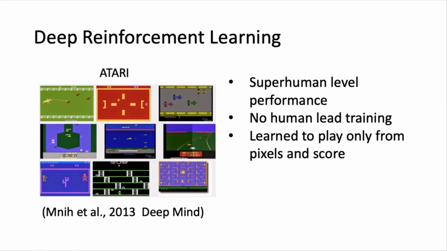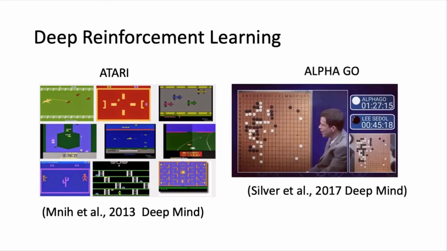DeepMind followed with another landmark achievement with a deep reinforcement learning model called AlphaGo, which was the first computer program to beat a human world champion at the ancient Chinese game of Go.